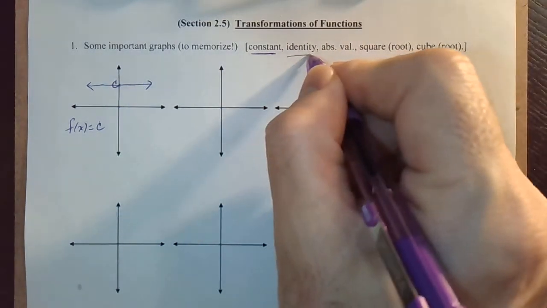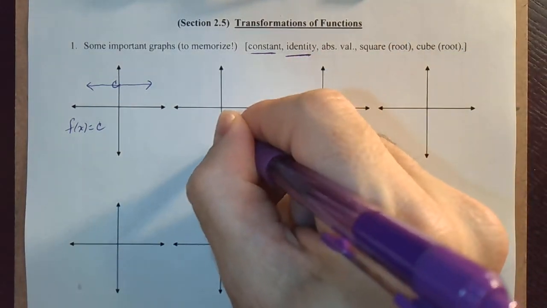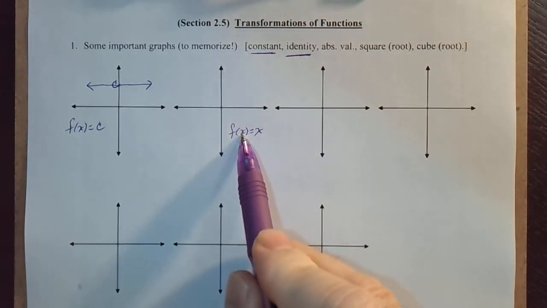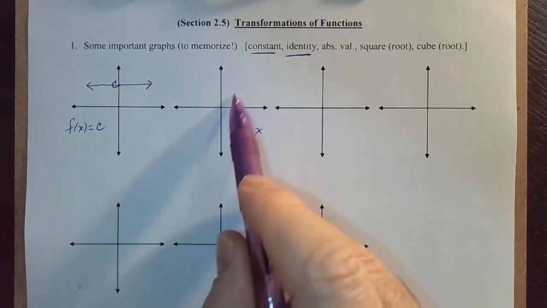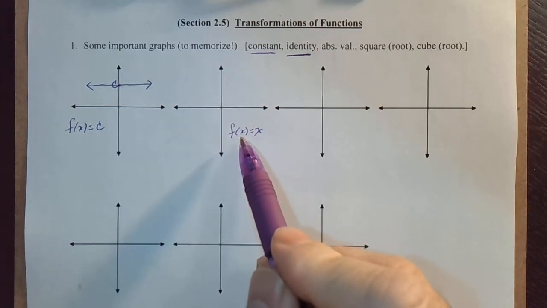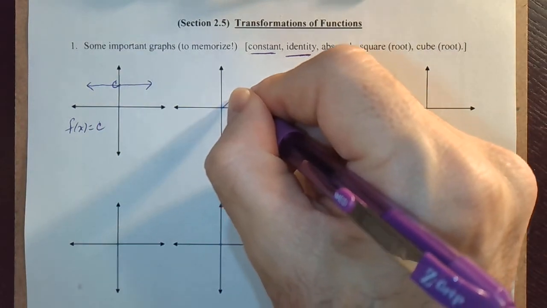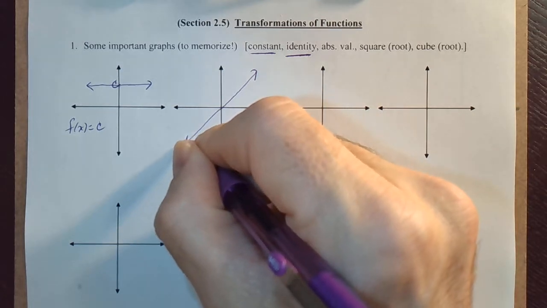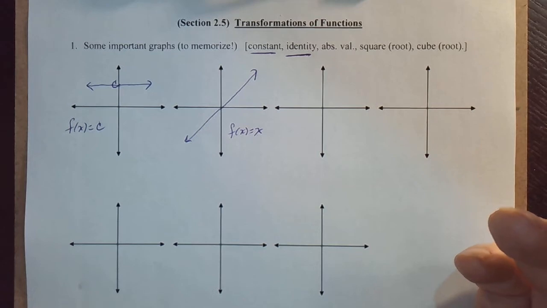The identity function is also easy. If you haven't heard it referred to as the identity function, it's f of x equals x. Identity means you plug in a number and you get that same number out again. So all of the points on this line are like (0, 0), (1, 1), (2, 2), (-10.1, -10.1). And we all know that this looks like a 45-degree angle. It's the line that has a slope of 1 and goes through the origin. So that's the identity function.